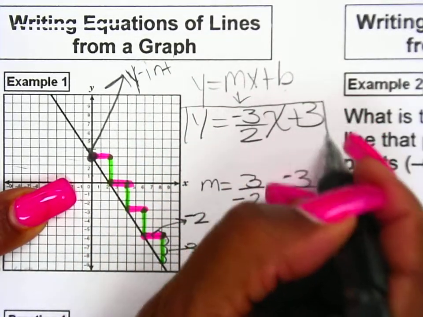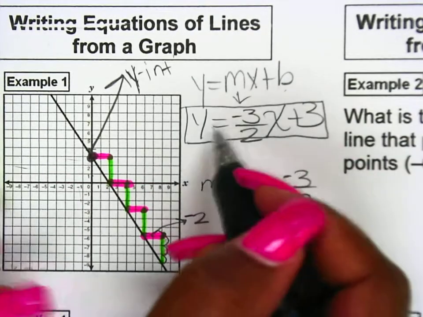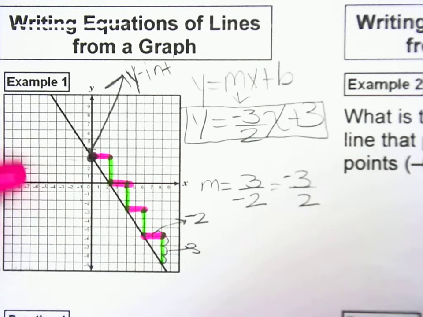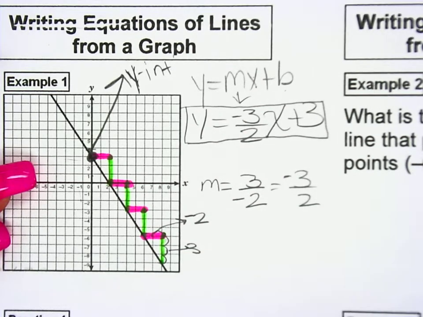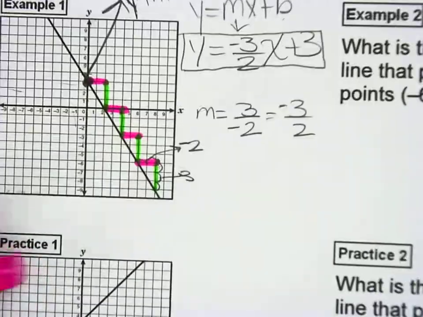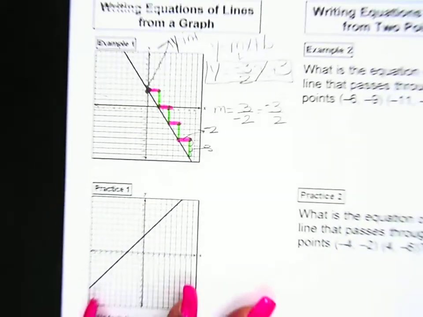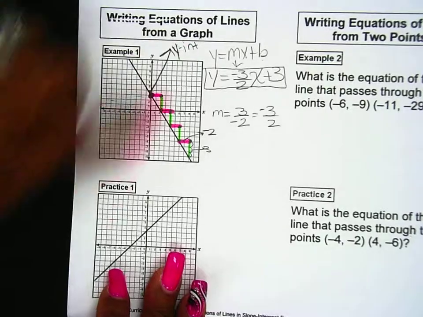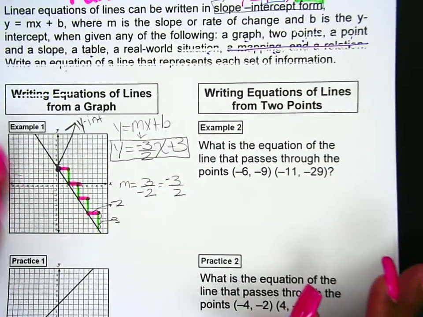I'm going to enclose it with something that looks like a rectangle. So my equation is y equals -3/2 x plus 3. So I want you to pause the video, and I want you to do the same thing for practice 1. Pause your video and now do practice 1. Okay? Now let's go to the next one.